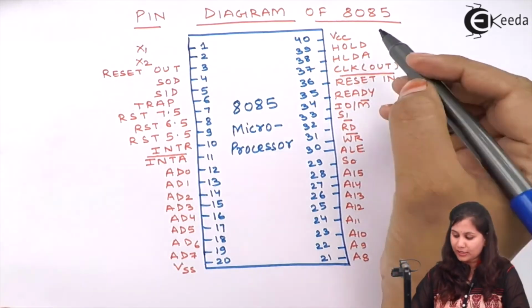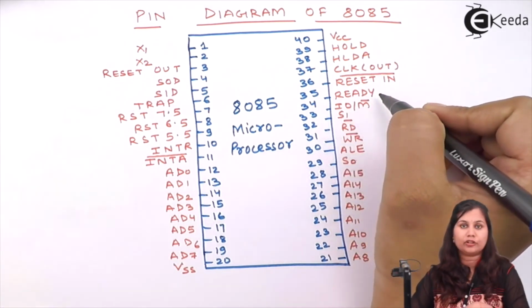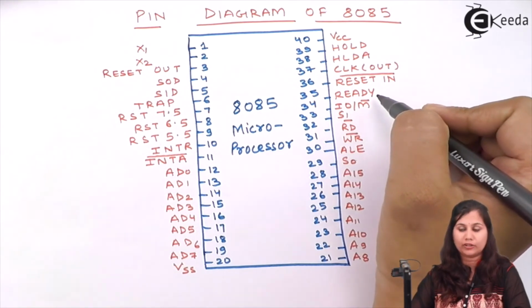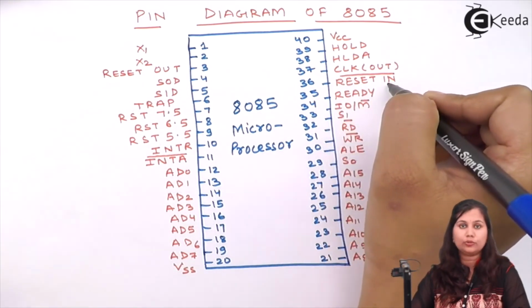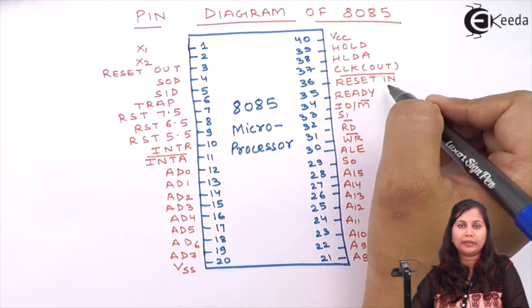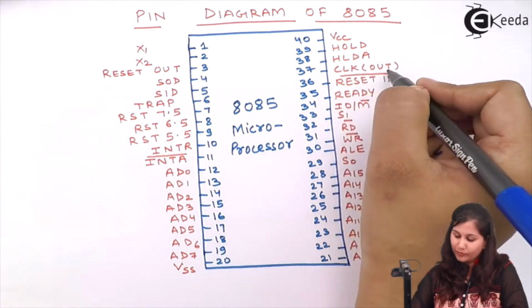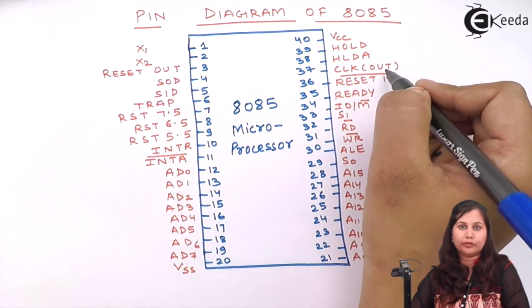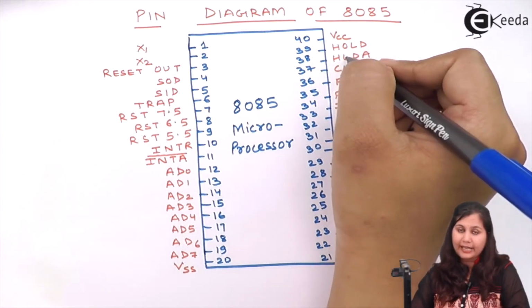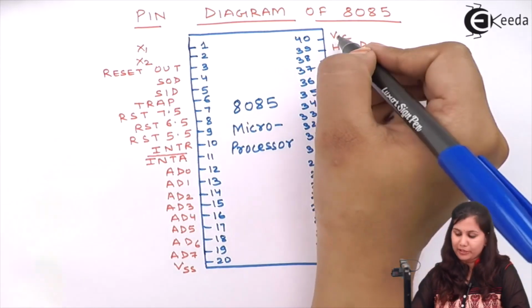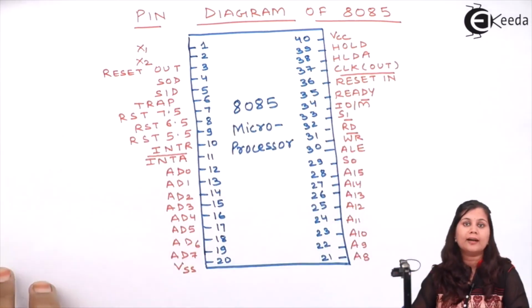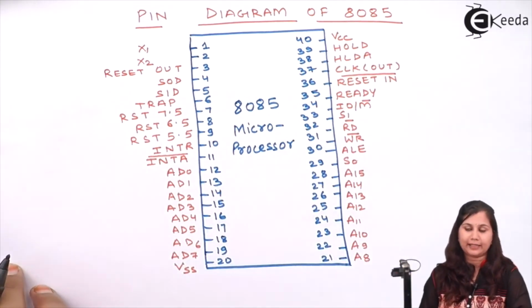ALE, address latch enable. Ready signal for the peripherals which are slow in their operation. Reset in to reset the program counter, to bring it to its initial conditions. Clock out is for the output clock pulse. Hold and HLDA are used for the DMA operation, and VCC is the plus 5 volts power supply connection.